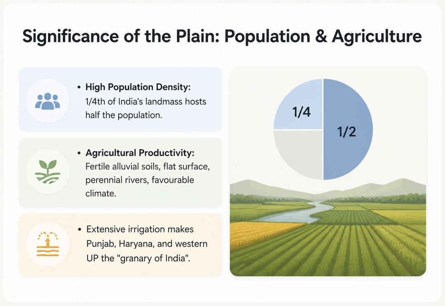First, it has a staggering population density. While it covers only 1/4 of India's landmass, it is home to half of the country's entire population. This is directly tied to its immense agricultural productivity. The combination of deep, fertile alluvial soils, a perfectly flat surface, slow-moving perennial rivers, and a great climate allows for intense farming. With extensive irrigation networks, regions like Punjab, Haryana, and western UP have become the literal granary of India.